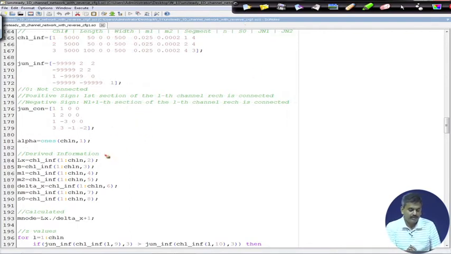Now, we can transfer these values Lx, B, M1, M2, delta x, Nm and S naught from this channel information matrix directly, and M node we can calculate as Lx by delta x plus 1, that will give us M node or total number of sections for a particular channel.